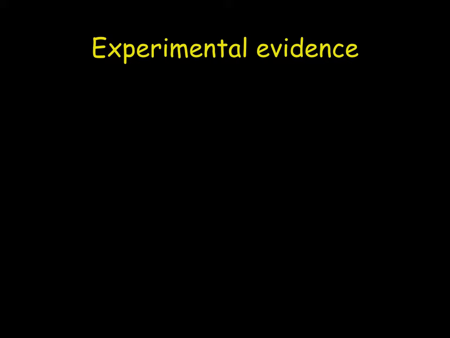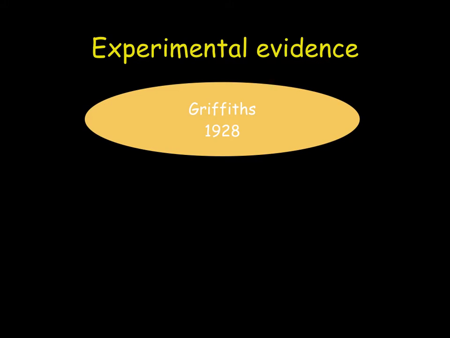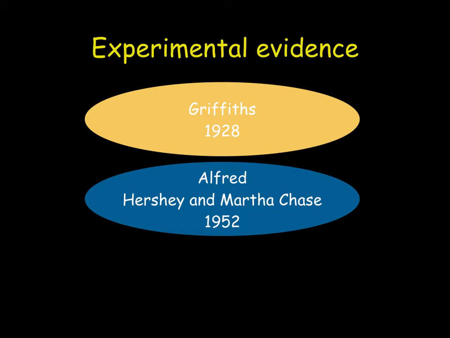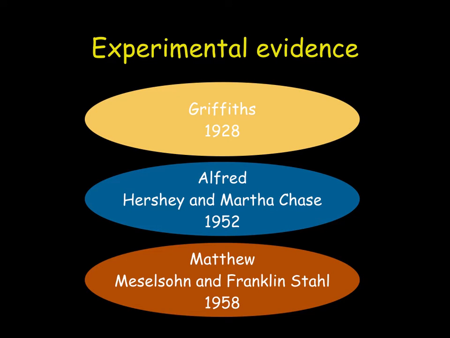Now I mentioned that Meselson and Stahl's discovery was important, but there are other scientists who also did experiments that are important. These include Griffith in 1928, Hershey and Chase in 1952, and then finally we're going to look at Meselson and Stahl in 1958.